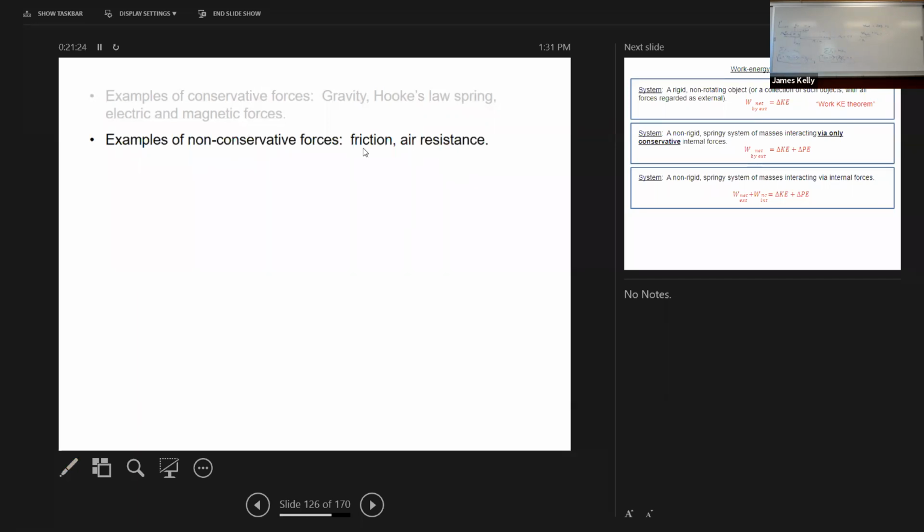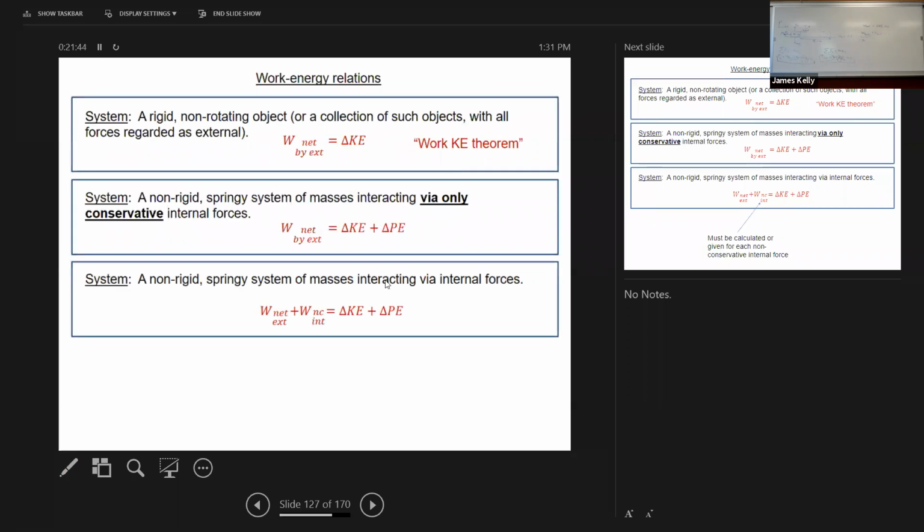So these kinds of forces, if you put them in your system, you can't really change them into a potential energy. You just have to directly calculate the work. My recommendation is always going to be, if you have a friction or an air resistance force, always leave them external. And that way they'll always appear on the left-hand side anyways. Okay?